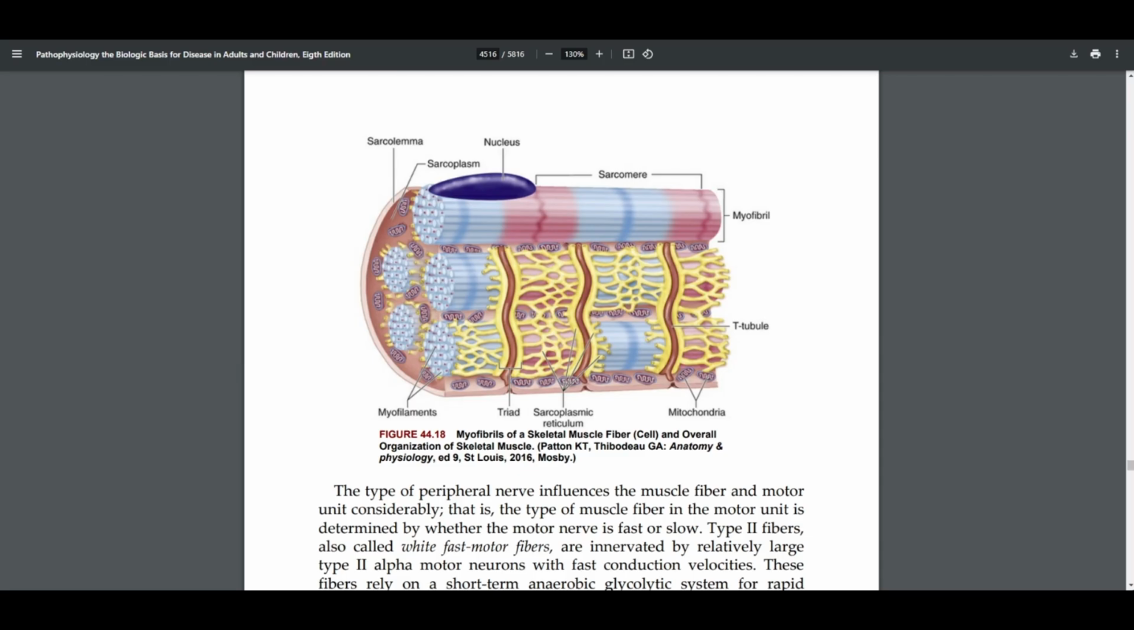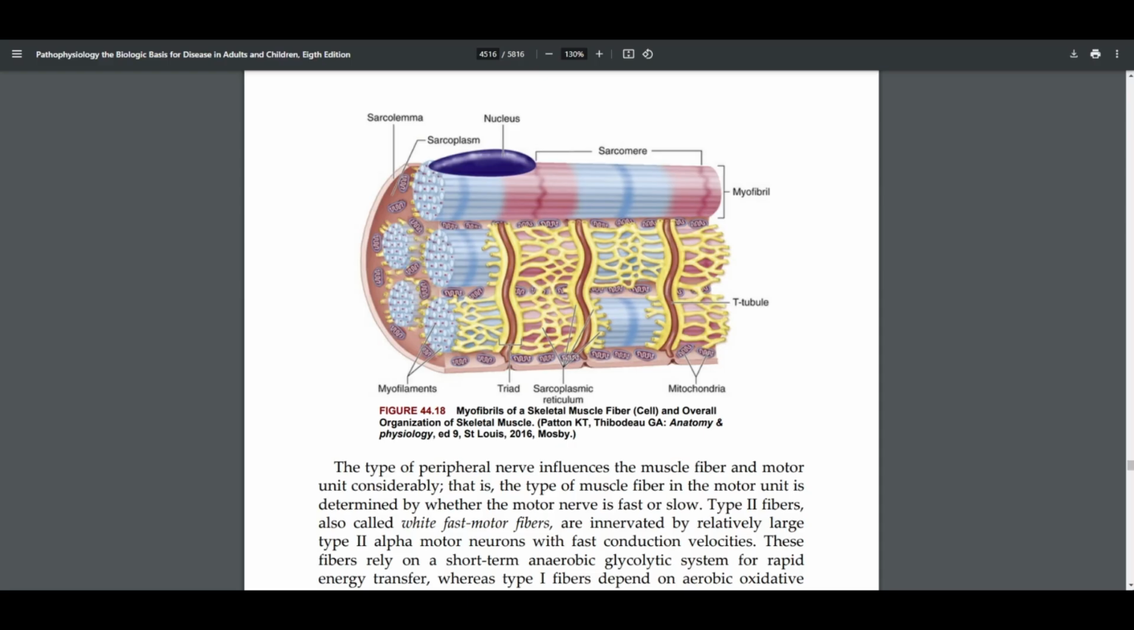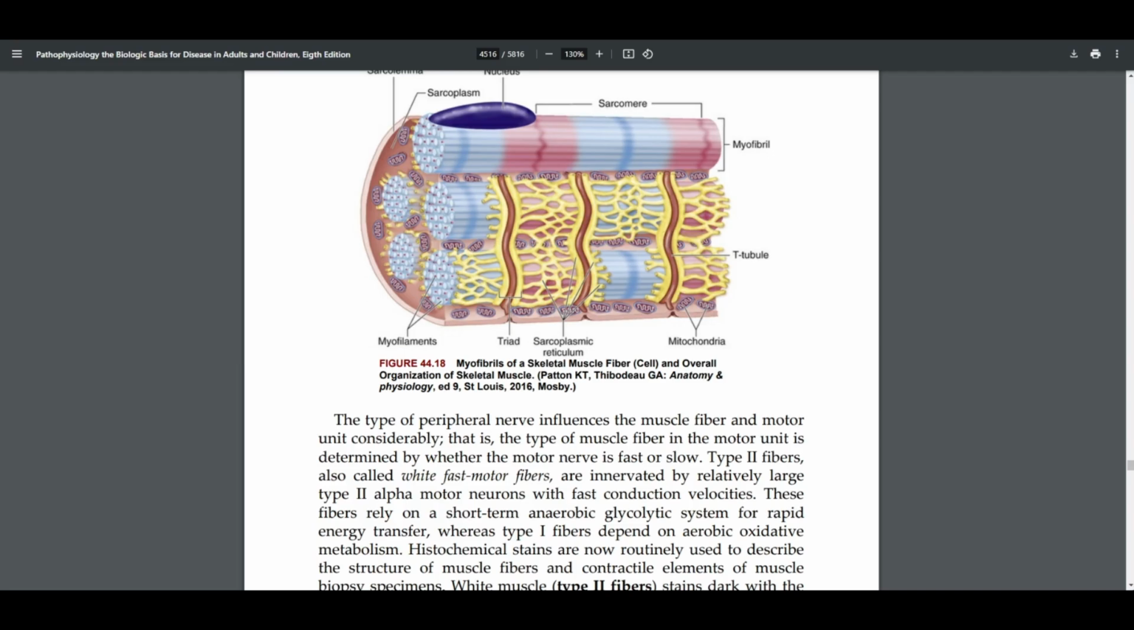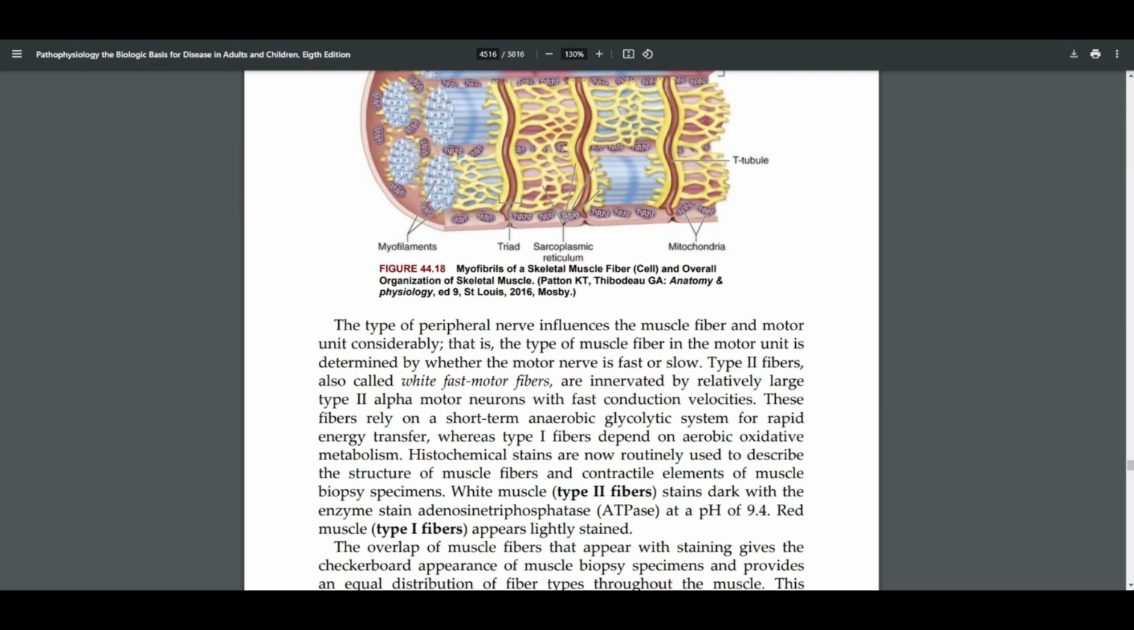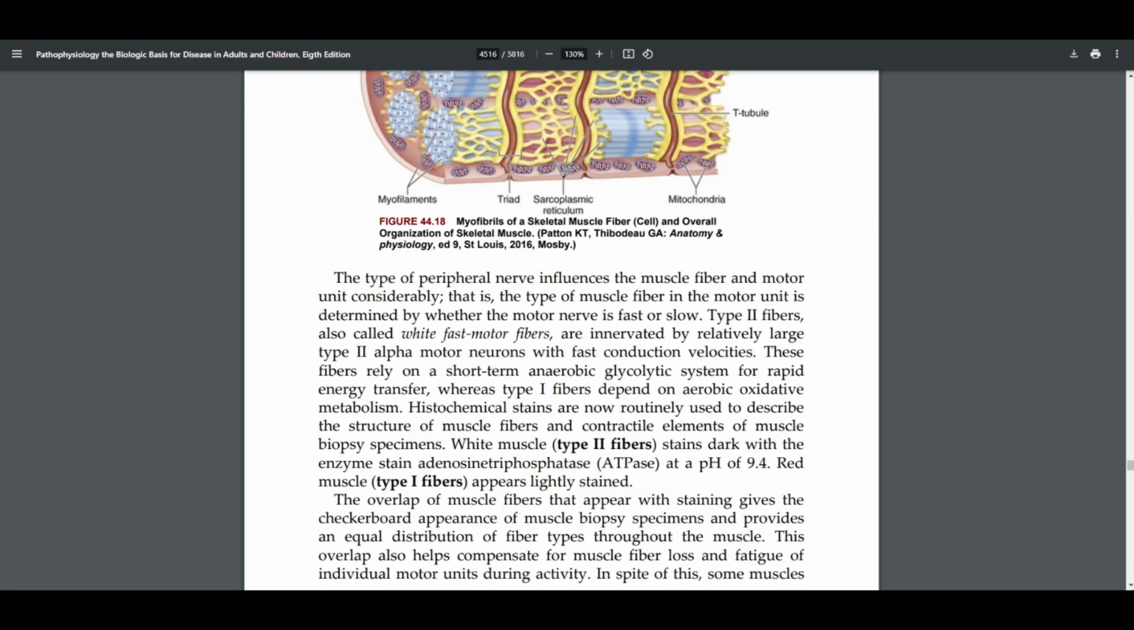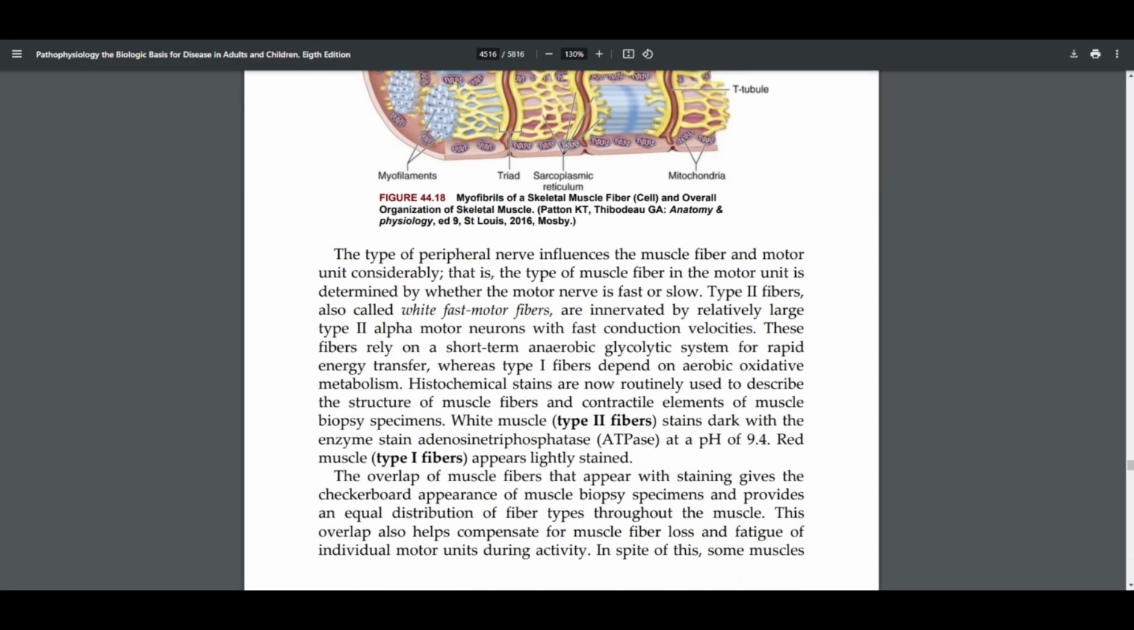The type of peripheral nerve influences the muscle fibers and motor unit considerably. That is, the type of muscle fiber in the motor unit is determined by whether the motor nerve is a fast or slow one. Type 2 fibers, also called white fast motor fibers, are innervated by relatively large type 2 alpha motor neurons with fast conduction velocities. These fibers rely on a short-term anaerobic glycolytic system for rapid energy transfer, whereas type 1 fibers depend on aerobic oxidative metabolism.